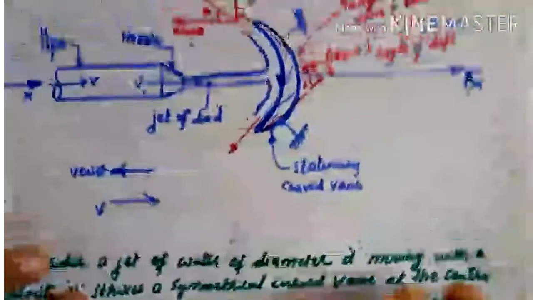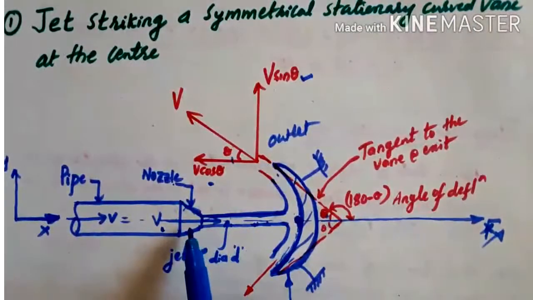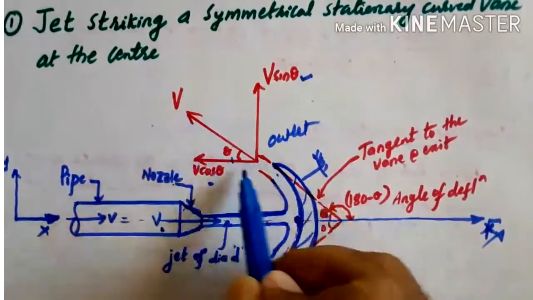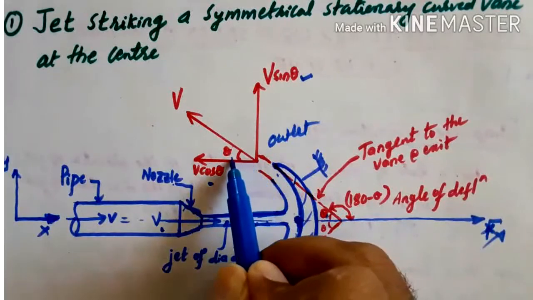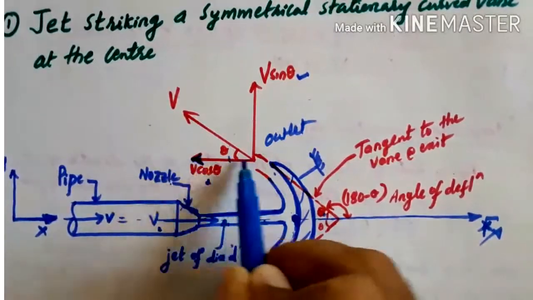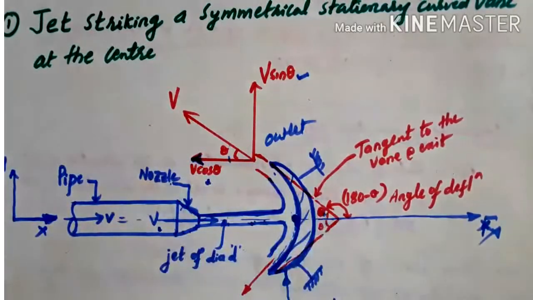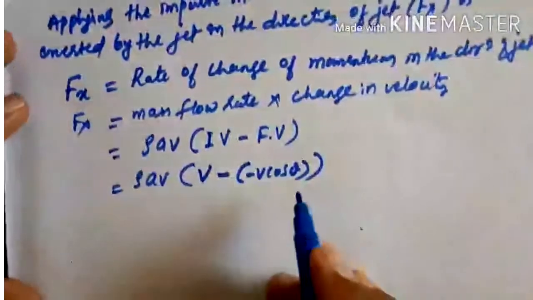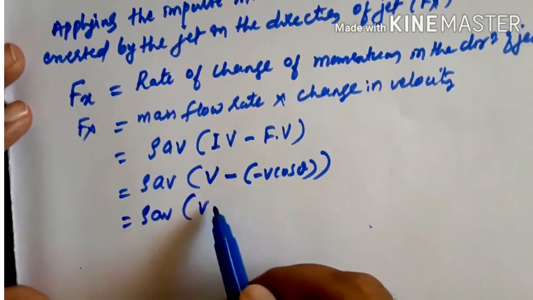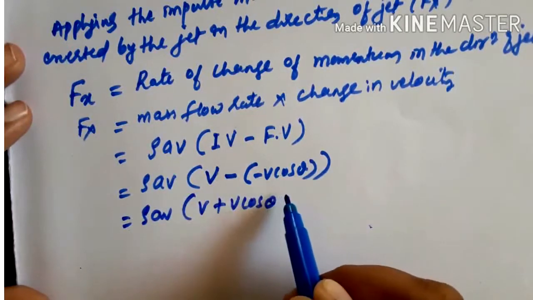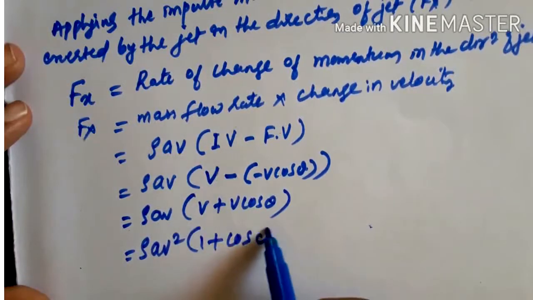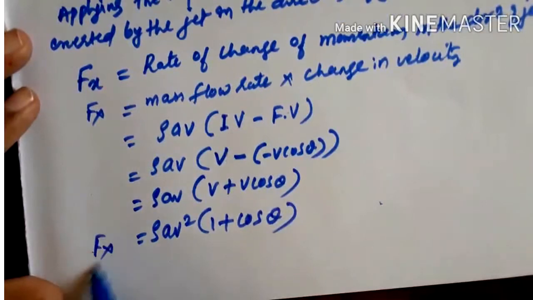Why minus V cos theta? Look here in this figure. It is striking with a velocity V, that is the initial velocity, and it leaves with velocity V making an angle of theta. But we want it in the x direction. The x direction component is V cos theta, but acting in the opposite direction. That is minus V cos theta. I hope you understood this one. Then finally what we get? Rho A V into V plus V cos theta. Finally we get rho A V square into 1 plus cos theta. This is in the x direction.